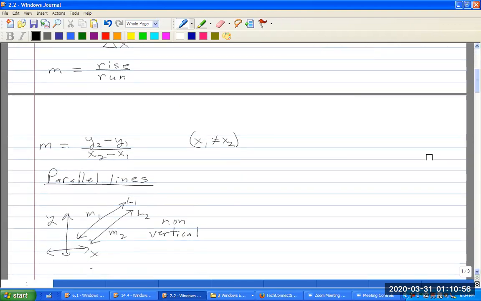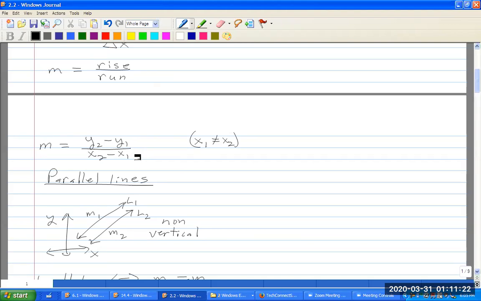Suppose I take 2 points on the line, x1, y1, and x2, y2. And suppose that x1 is not equal to x2. Then the slope of my line is just y2 minus y1 over x2 minus x1.